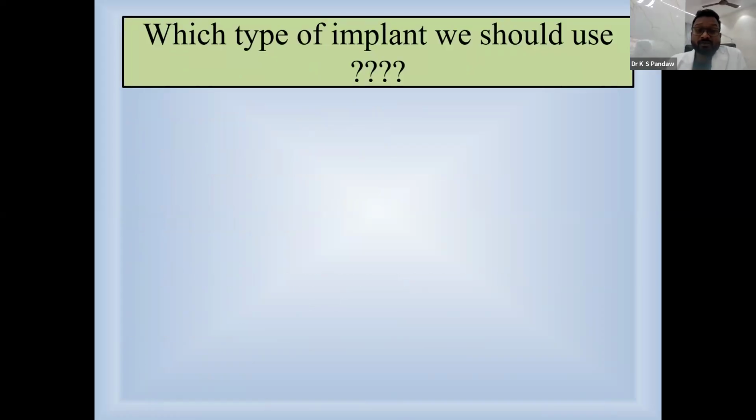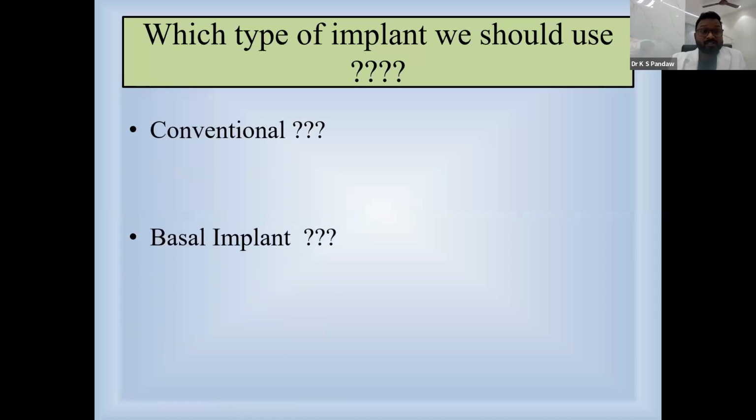So now there's a confusion. Which type of implant should we use? Conventional implants or bicortical implants? Is immediate loading possible every time? Most practitioners who practice conventional implants do only conventional implants. They don't like basal implants, and some practitioners use only basal implants. They put basal implants in all cases, whether bone is present or not present.